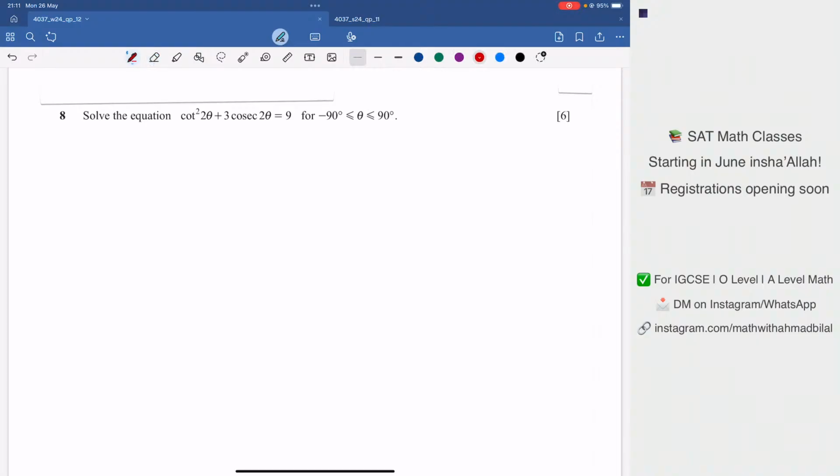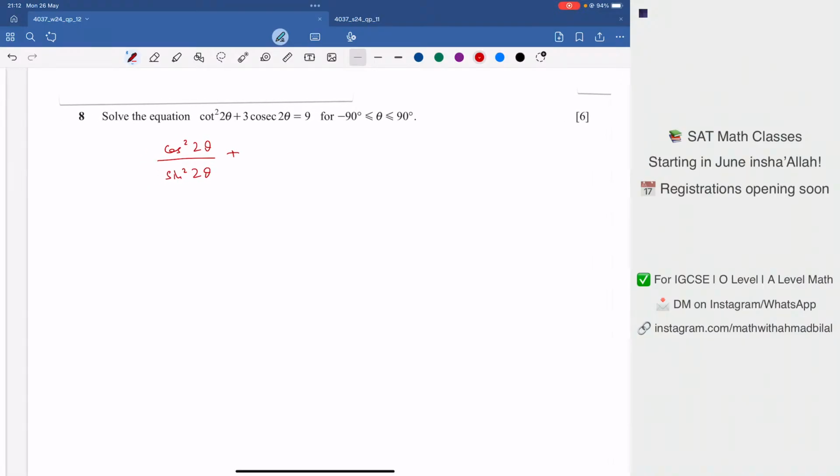We could write cot as 1 over tan. That's one possibility. But remember what cosecant is. Cosecant is 1 over sine. So it'll be more efficient to write cot as cos over sine instead, right? That will make the denominators similar. Let me explain what I mean by that. So this becomes cos square 2 theta divided by sine square 2 theta, right? So cot is cos over sine, just like tan is sine over cos.